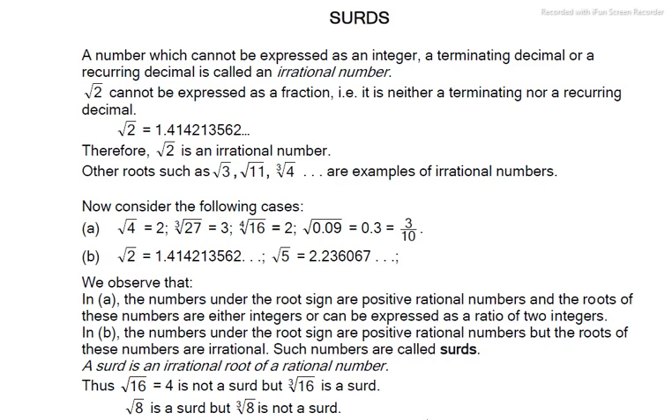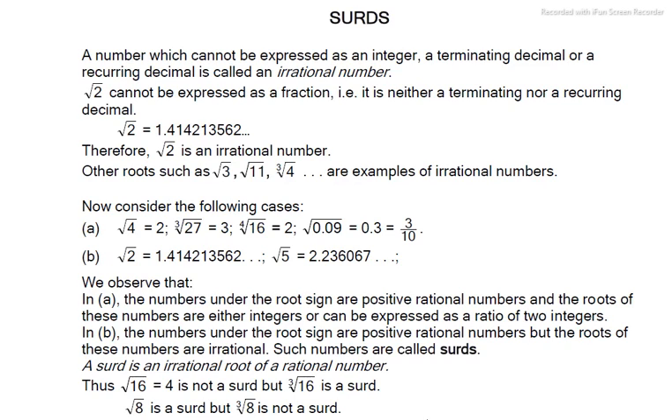For instance, if we have root 2, root 2 will give us continuing decimals. So they are not terminating. So such a number that will give us a continuing decimal is a surd. So root 2 cannot be expressed as a fraction, neither a terminating nor a recurring decimal. So it is an irrational number.